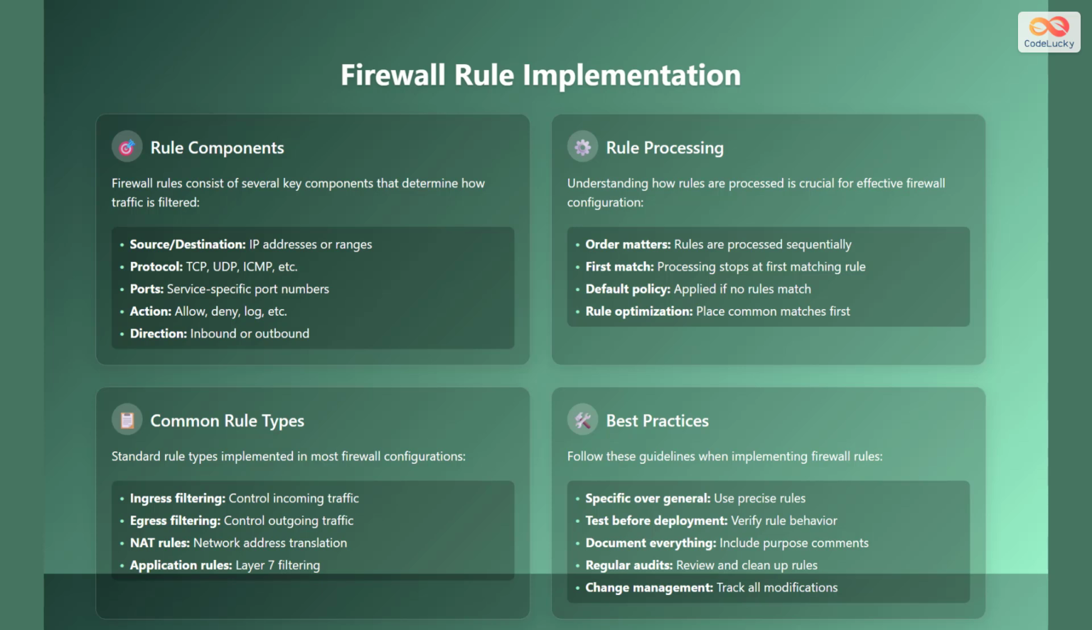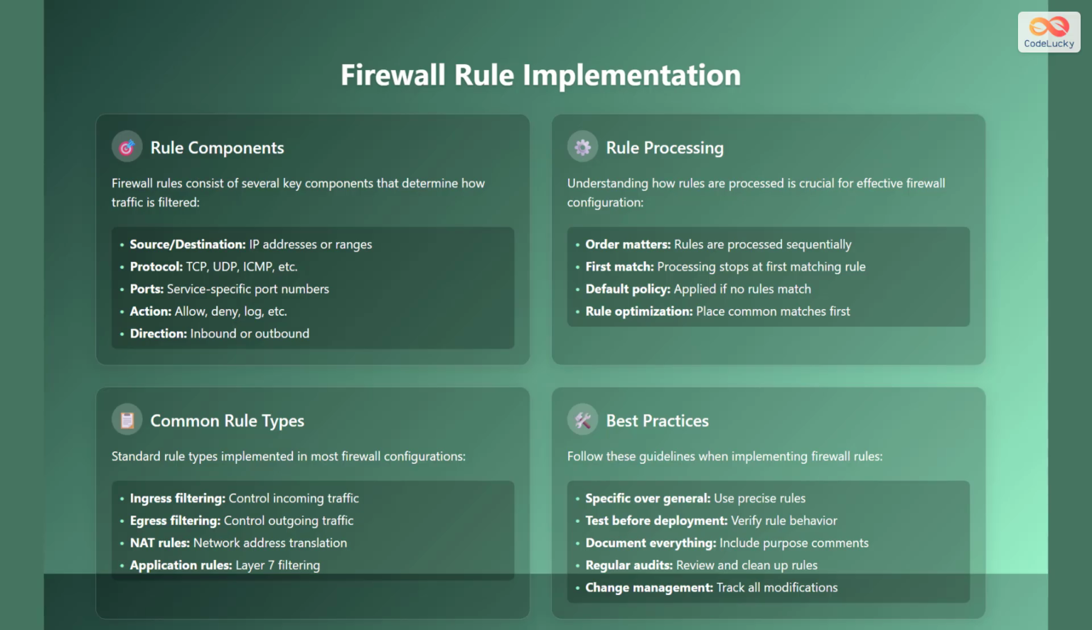Understanding how rules are processed is crucial for effective firewall configuration. Order matters as rules are processed sequentially. First match means processing stops at the first matching rule. The default policy is applied if no rules match, so it is important to use rule optimization by placing common matches first.